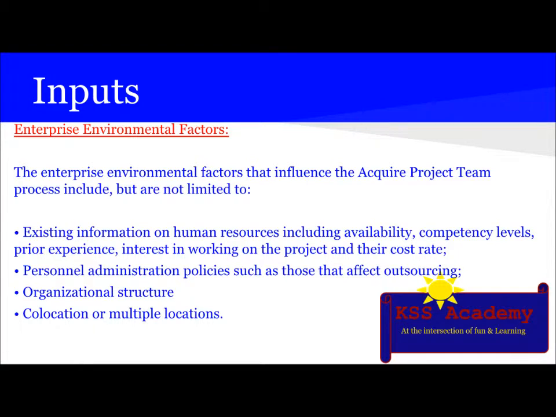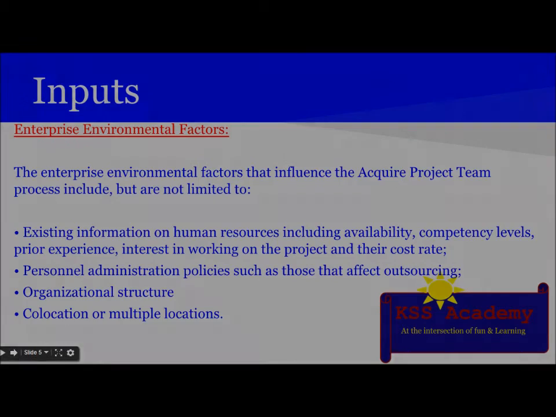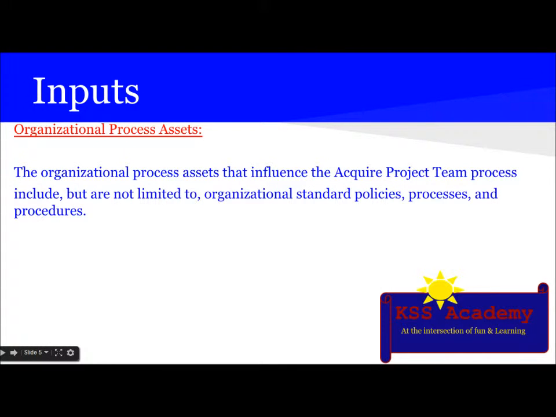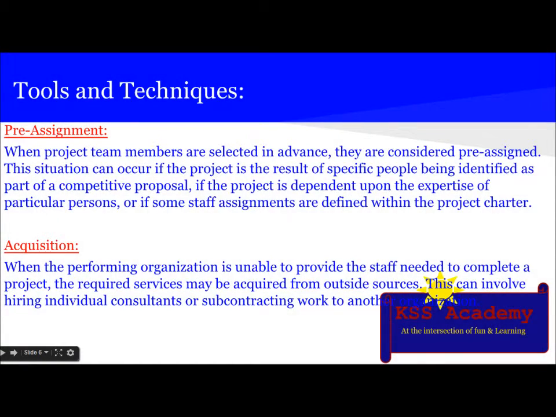The next input is enterprise environmental factors, and the factors that can influence the acquire project team process include existing information on human resources including availability, competency level, prior experience, interest in working on the project, and their cost rate. Personnel administration policies such as those that affect outsourcing, organizational structure, co-location, or multiple locations. The next input is organizational process assets, and those that can influence the acquire project team process include organizational standard policies, processes, and procedures. Let's see the tools and techniques involved.